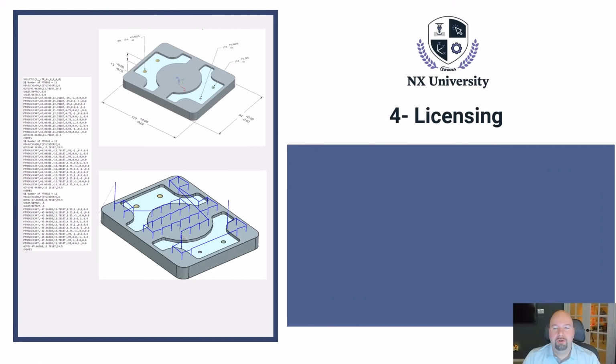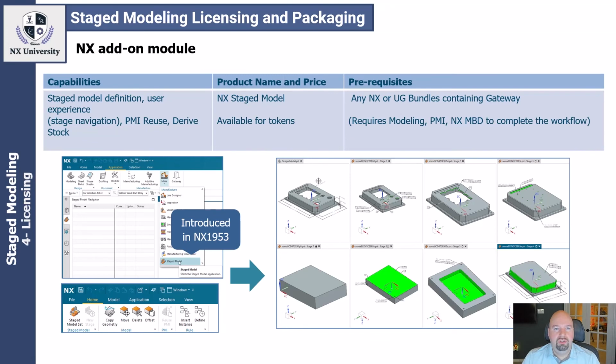All right, jumping into our final topic here, we will talk about the licensing for stage modeling. Stage modeling is an NX add-on module. It is its own dedicated application inside the software. If we look at the capabilities here, that includes stage model definition, our entire user experience that you saw here, including PMI reuse and derived stock options. Stage modeling was introduced in NX 1953, so if you have 1953 or a newer release, you can get the add-on bundle for stage modeling if you'd like to do that.